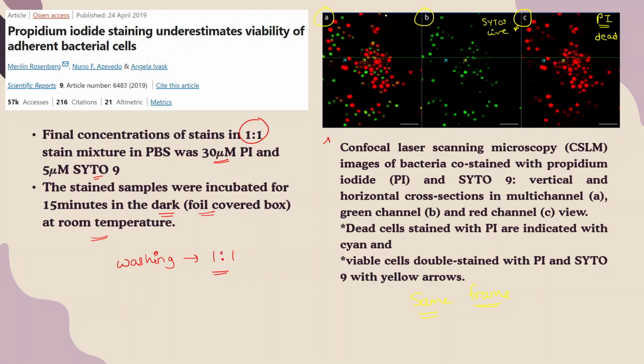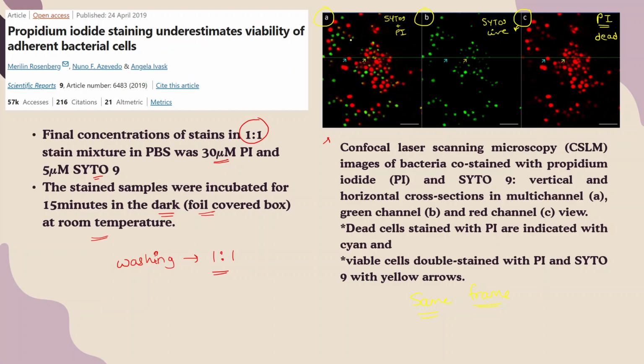And in the A section they have merged Cyto9 and PI. So in the A section you can see red cells as well as green cells. The red cells are damaged, dead cells and the green cells are the live cells. They have also indicated it by arrows.